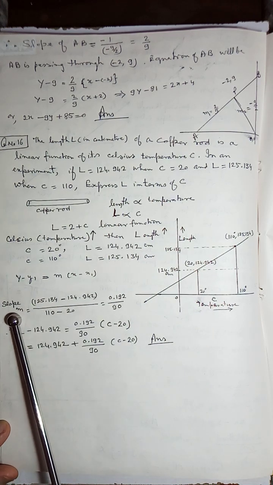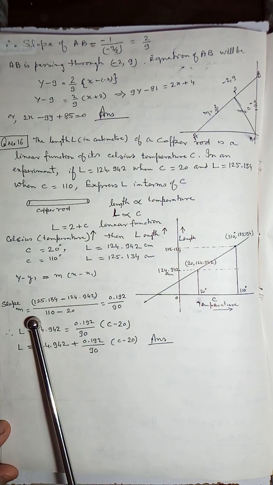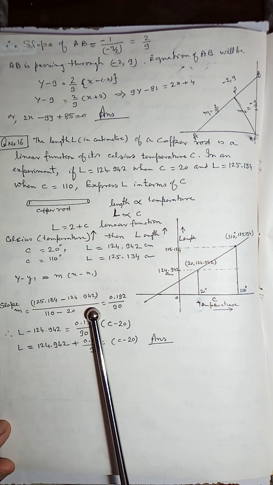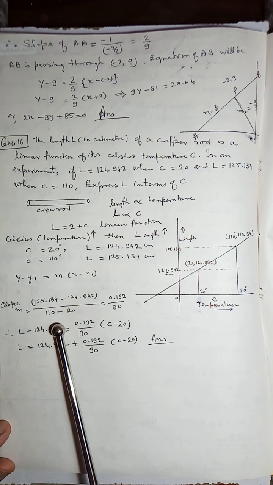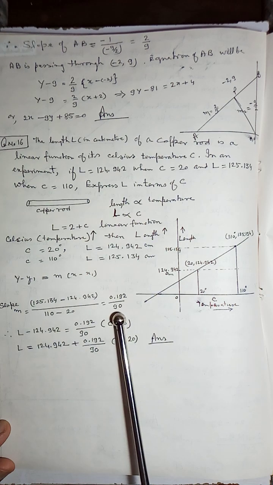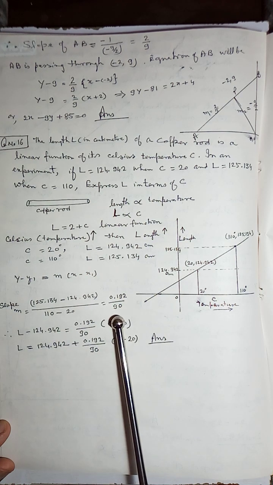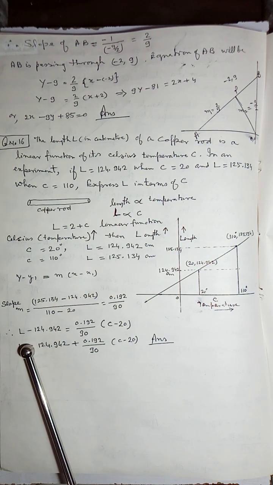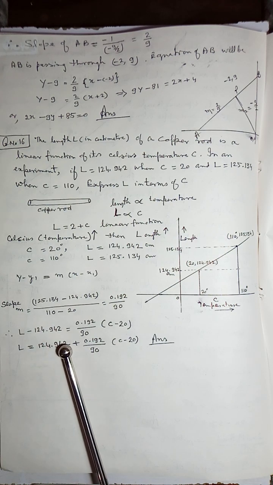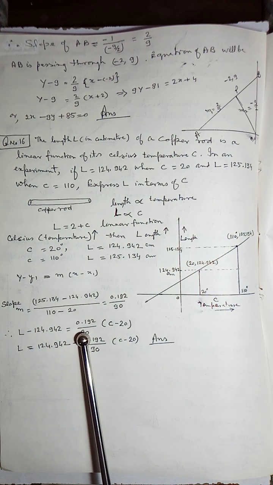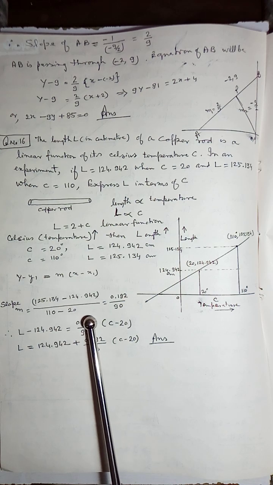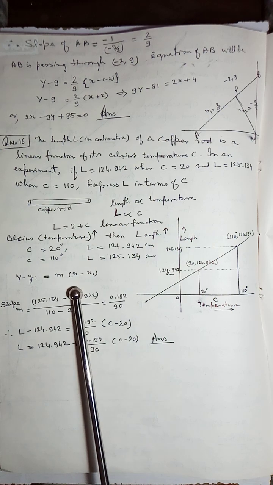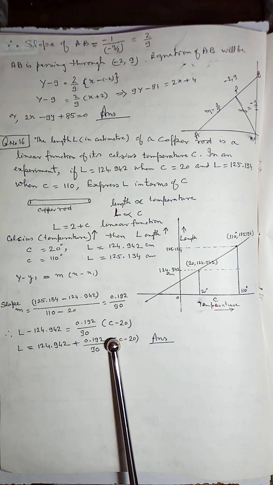You see, the slope m will be equal to 125.134 minus 124.942 whole divided by 110 minus 20. It will be equal to 0.192 upon 90. So the length L minus 124.942 is equal to 0.192 upon 90, this is the slope, and temperature, which I wrote on the x-axis, x minus x1, that is C minus 20.